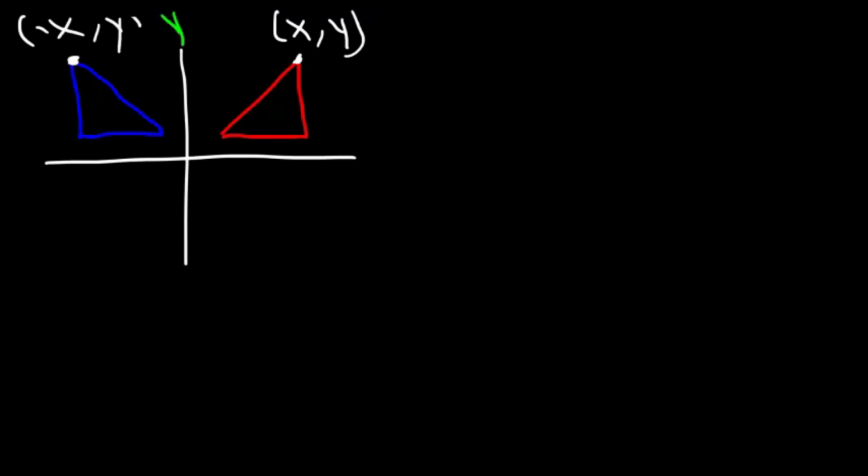Now let's talk about reflections over the y-axis. So let's start with our triangle again in quadrant 1. When you reflect it over the y-axis, it's going to flip over the y-axis. So you're going to get an image that looks like this. Now let's say if you have some point x comma y. The new point will be -x comma y. So when you're reflecting over the y-axis, you need to multiply the x-coordinate by -1.